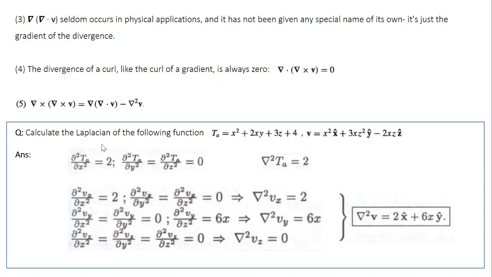Let's quickly do one problem. Calculate the Laplacian of the following function T equal to x square plus 2xy plus 3z plus 4. Similarly, another vector function v equal to x square x cap plus 3xz square y cap minus 2xz z cap. So you have a scalar function, vector function. You have to calculate Laplacian for both.